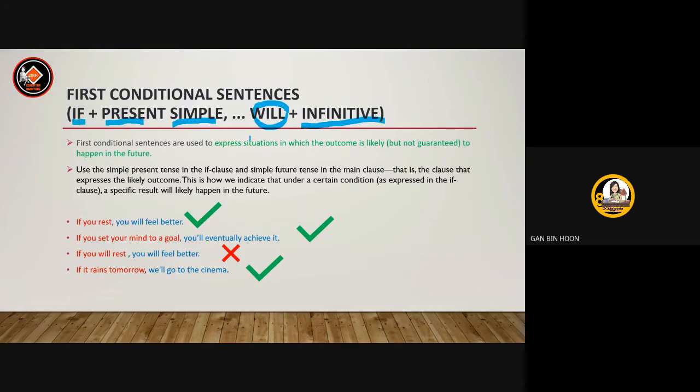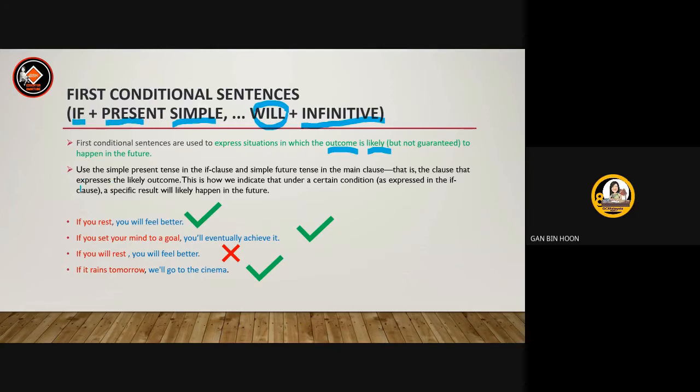So bermaksud dalam ayat ini mesti ada outcome. Outcome adalah keputusan dia or the effect. Keputusan ataupun kesan dia mesti adalah likely, mungkin berlaku. Okay, kemungkinan besar berlaku, but not guaranteed, tak dijamin. Okay, tetapi dia akan berlaku. Okay, you can see later on the third and the second conditional, it doesn't happen.